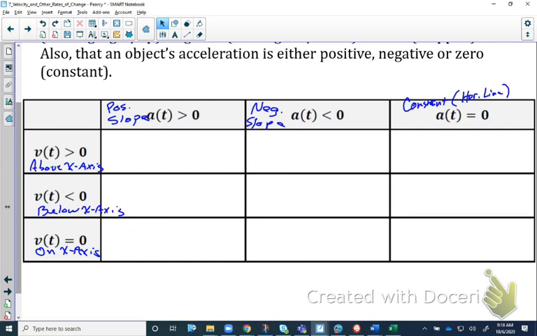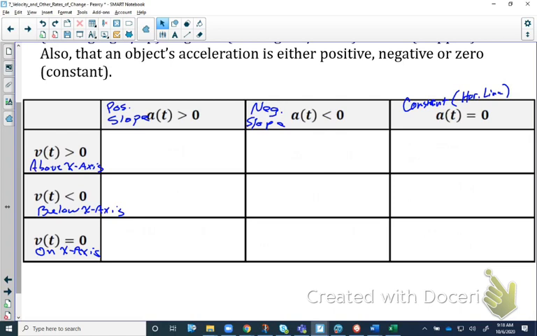So hopefully you've filled in your table, and here I have the things filled in to help us understand what we're looking at. When the acceleration is greater than 0, that means we have a positive slope. Acceleration less than 0, we have a negative slope for the velocity. And when the acceleration is 0, the velocity has a horizontal line.